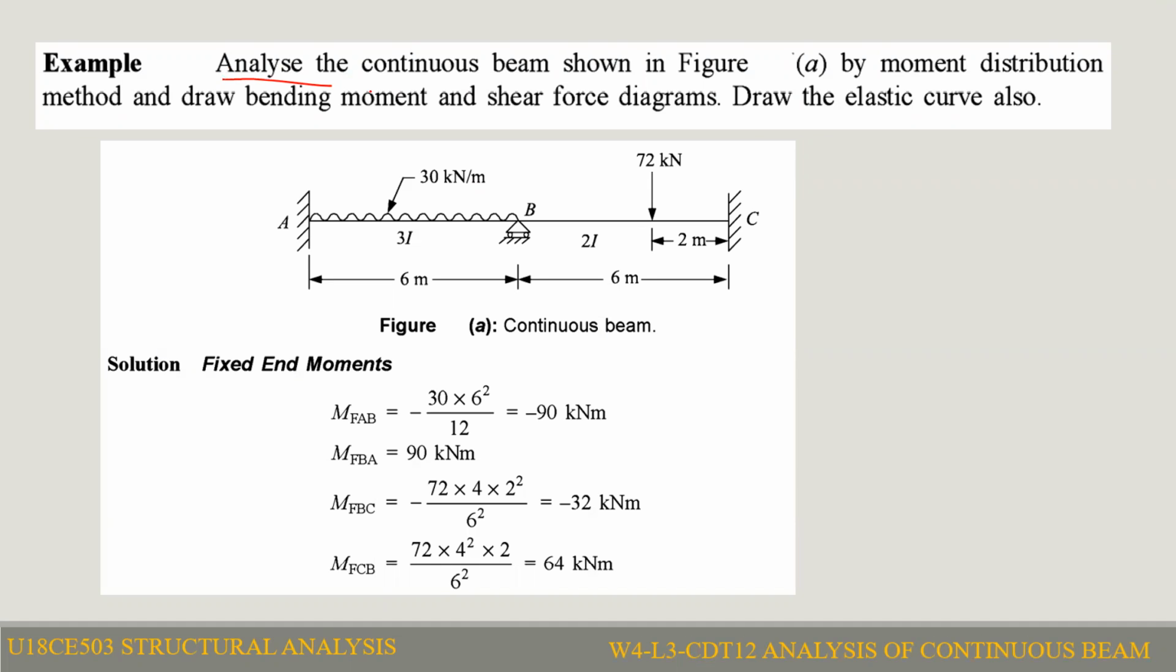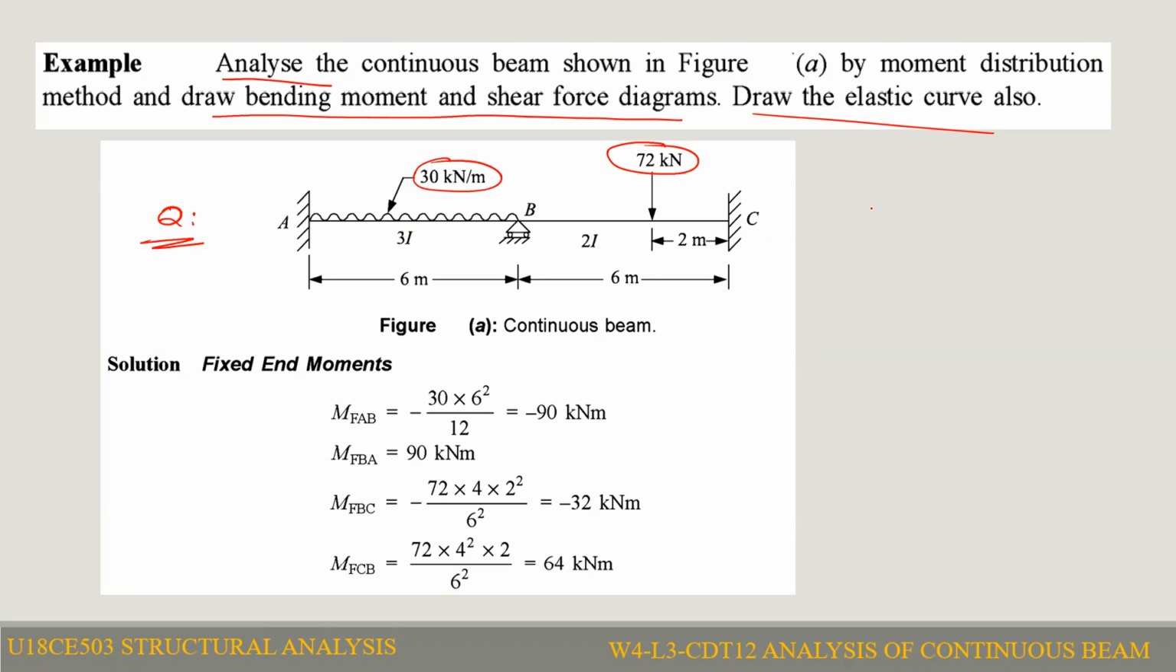Let's analyze the continuous beam as shown in the figure by the moment distribution method. Draw the bending moment and shear force diagrams and draw the elastic curve also. So here I consider a simple problem: a two span continuous beam A, B, C. The AB span is subjected to a uniformly distributed load and the BC span is subjected to an eccentric point load of 72 kilonewton. The uniformly distributed load is 30 kilonewton per meter.